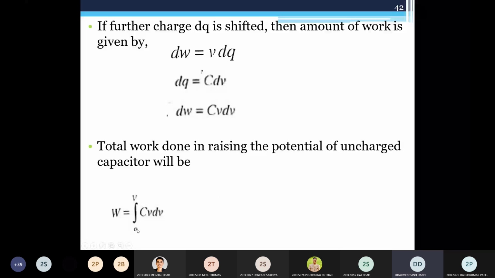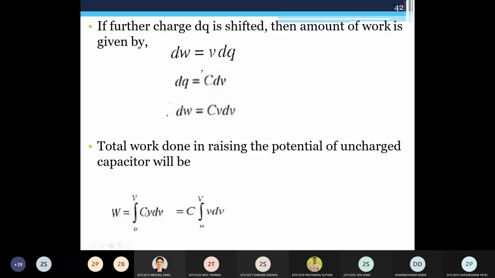Why do we take the 0? Because initially your capacitor voltage is 0. And finally, at the end of charging, your capacitor voltage becomes the same as the supply voltage. So we take the integration from 0 to V, CV into dV. So that much total work done is required to charge the capacitor fully from the 0 position.